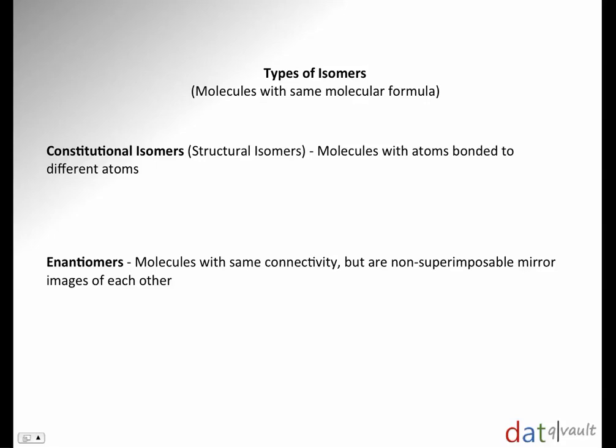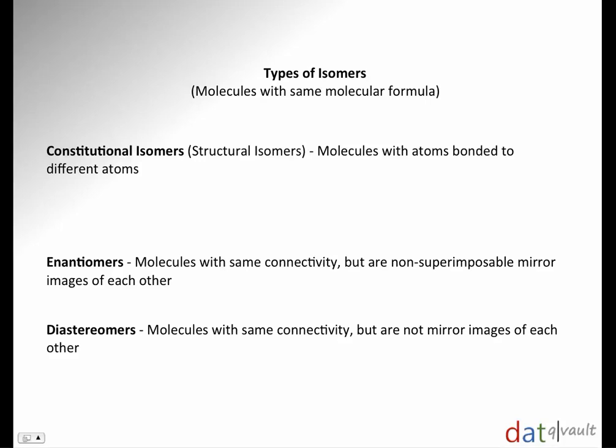But enantiomers are non-superimposable mirror images of each other. So all the atoms are connected similarly in two enantiomers, but when you take the mirror image of it, the molecules are non-superimposable. You can look at this as if you look at your hands, for instance. Your left hand and your right hand are mirror images of each other, but you can't superimpose them on top of each other. So your hands are actually enantiomers of each other.